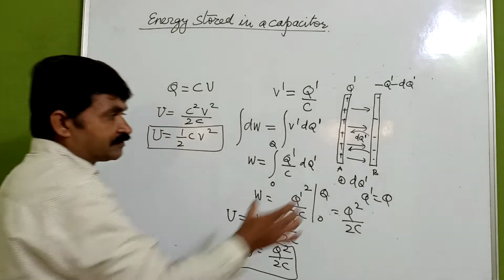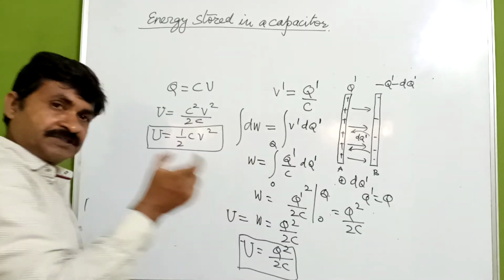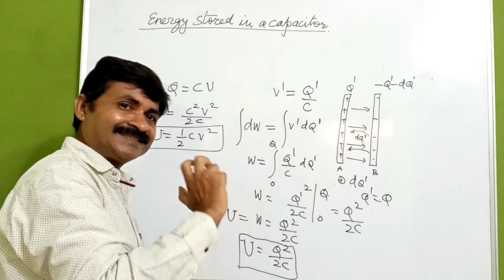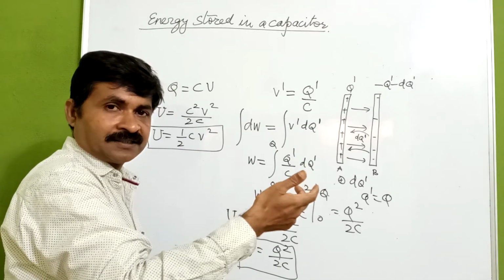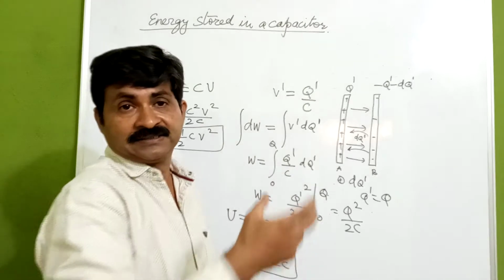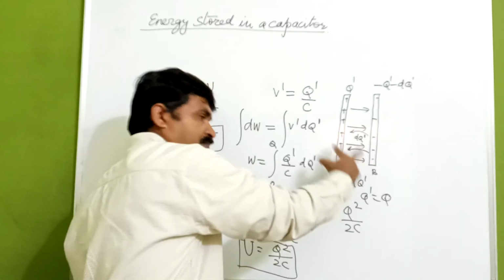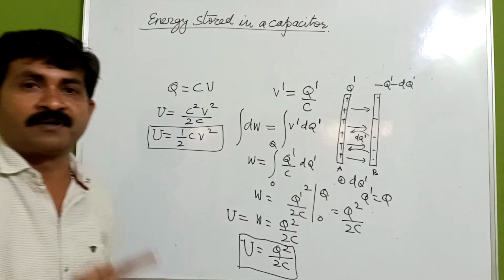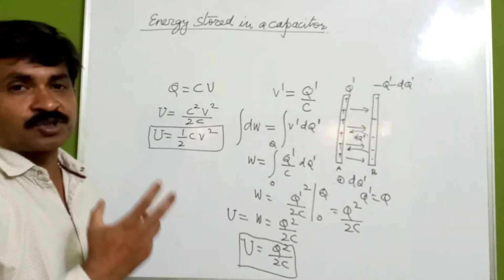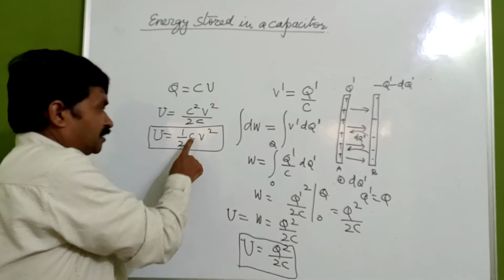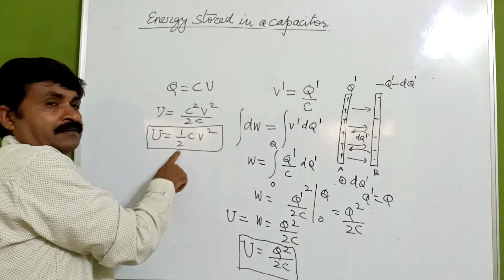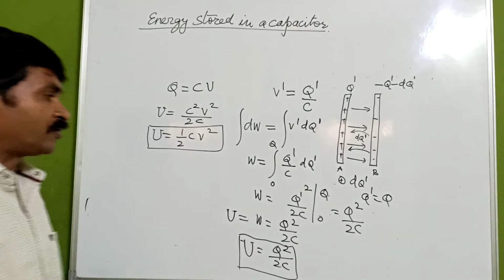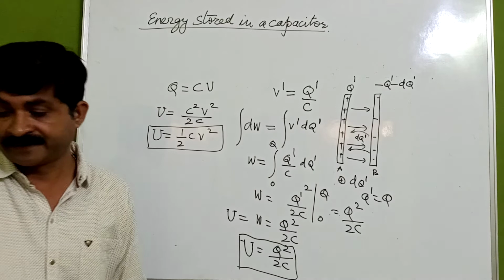So here the energy which is stored is converted from a battery. Battery has chemical energy. Chemical energy is converted into electrical energy, and when electrical energy gives charge to the plates, the charge which is stored here will be in the form of electrostatic potential energy, and that relationship is given by half CV square, U is equal to Q square upon 2C. Okay.